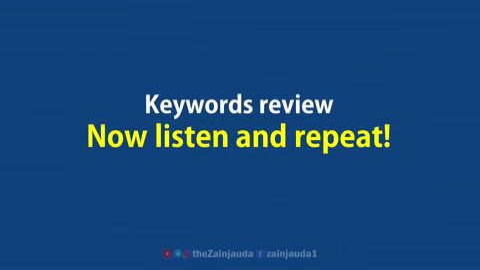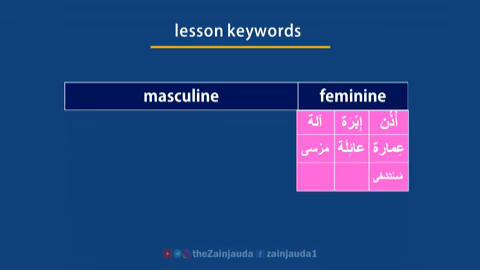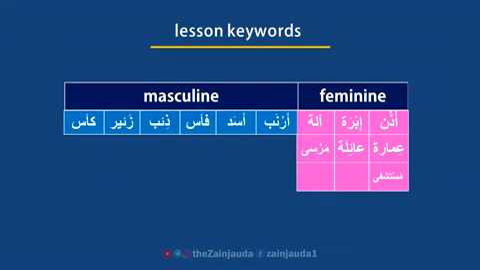Before we end our lesson for today, let's make a review of our keywords. Please listen and repeat. أذن. إبرة. آلة. عمارة. عائلة. مرسى. مستشفى.